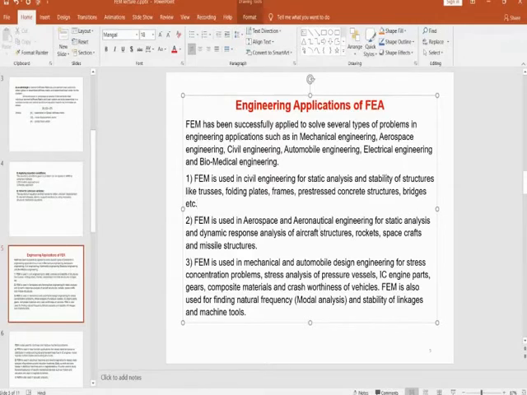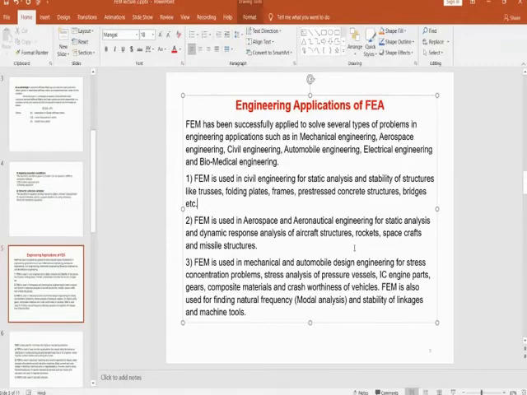Okay. Then in aerospace and aeronautical engineering, finite element analysis is used for static and dynamic response analysis of aircraft structures, like fuselage and wing structures, and then rocket bodies. Those are all dynamic force analysis, maybe of wind also. When the wind is flowing on the aeroplane, we call it aerodynamic analysis. For that aerodynamic analysis of aircraft structures and also for rockets and spacecrafts, they use the finite element method.